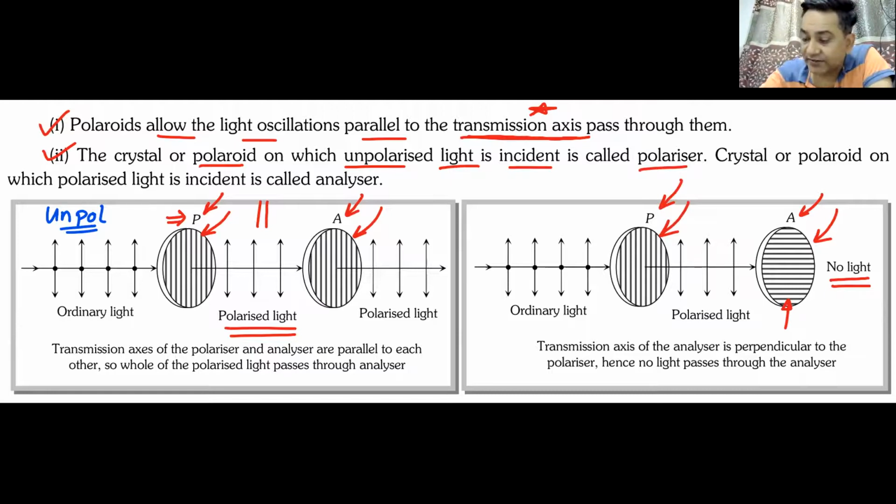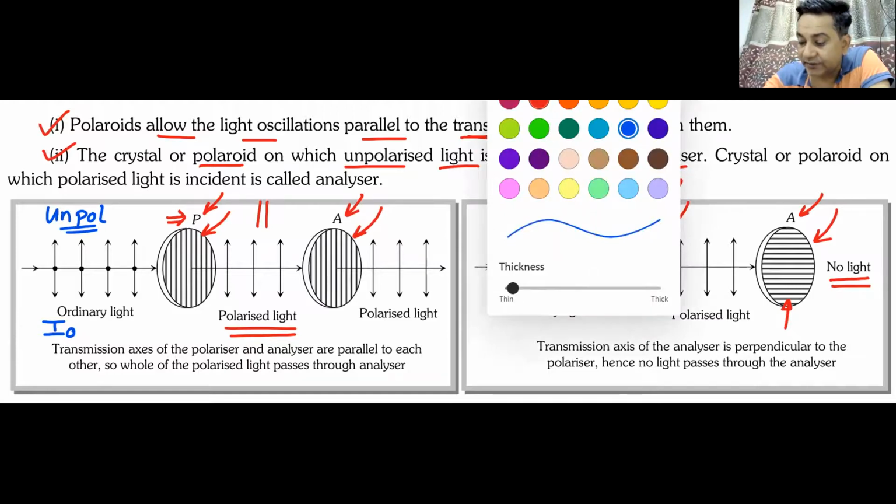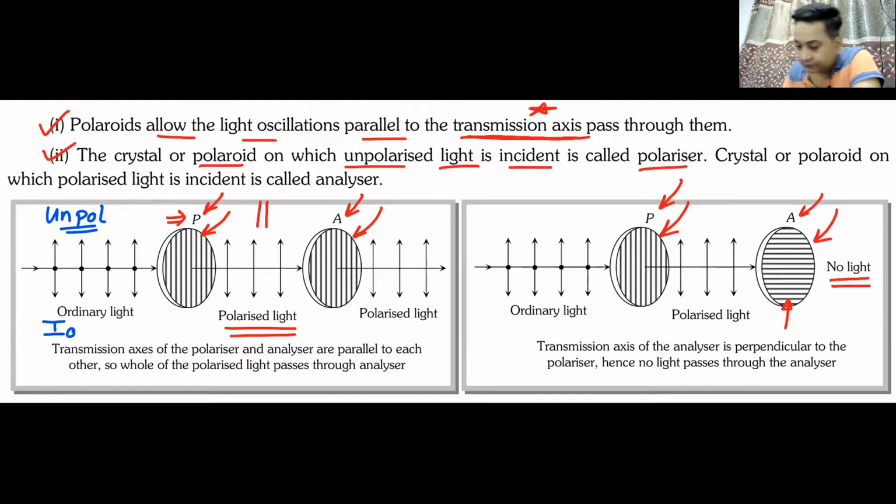What happens to the intensity? Again, repeat. If the intensity is I naught on the left hand side, the blue side, of the polarizer, P, what will be the intensity on the right hand side? It will be I naught by 2. Do we remember this? Yes, sir.